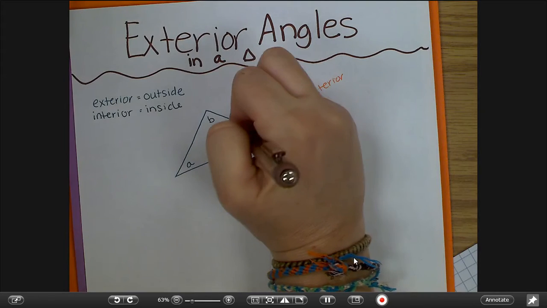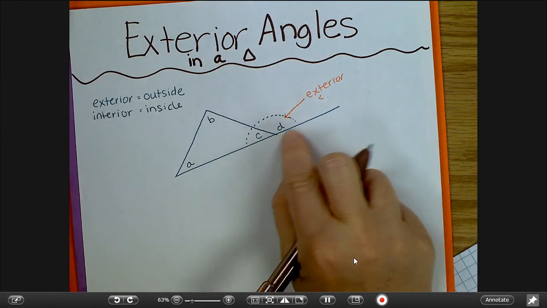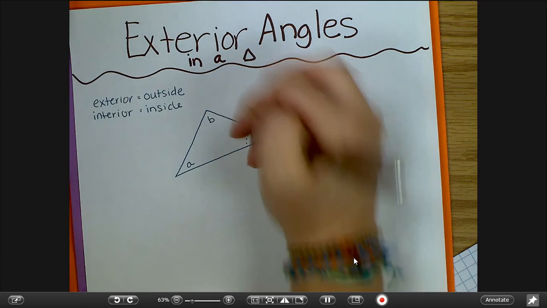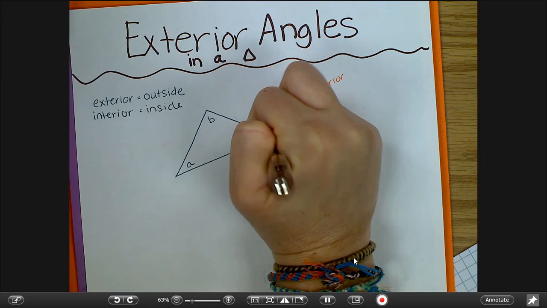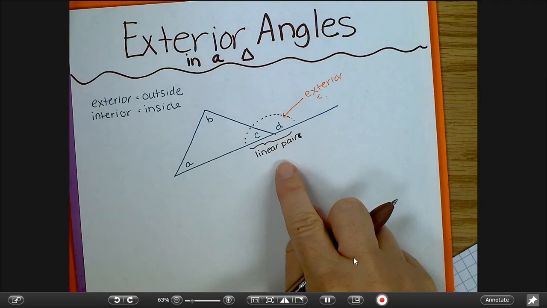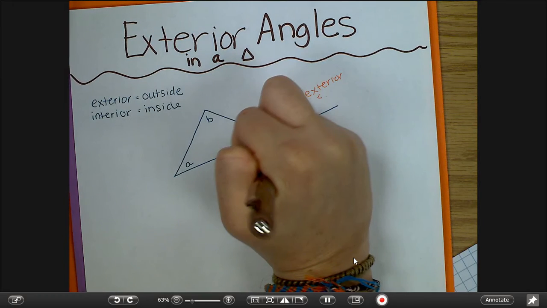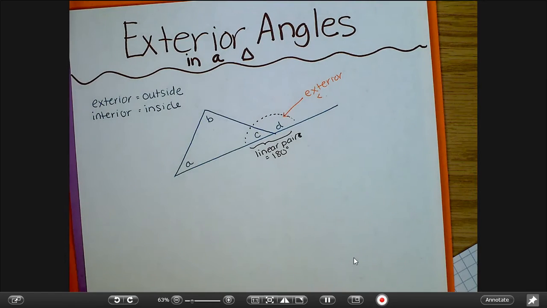You have not talked about this yet in our class, but whenever you have two angles that form a straight line, those are actually called a linear pair. And linear pairs, we'll talk about more later, linear pairs add up to 180 degrees because if you look at them, they form a straight angle. Just wanted to point that out to you.